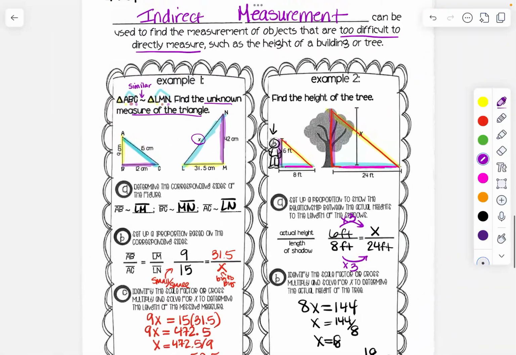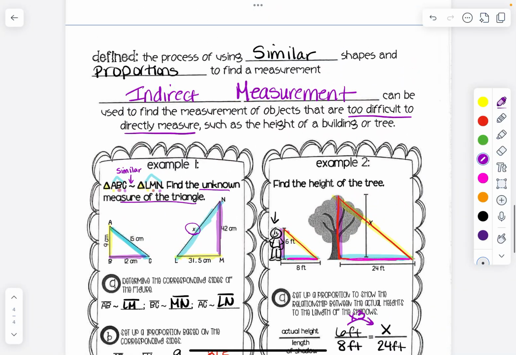Okay, so we're going to do some more in just a bit, but that's the start of our indirect measurement lesson. Thank you.